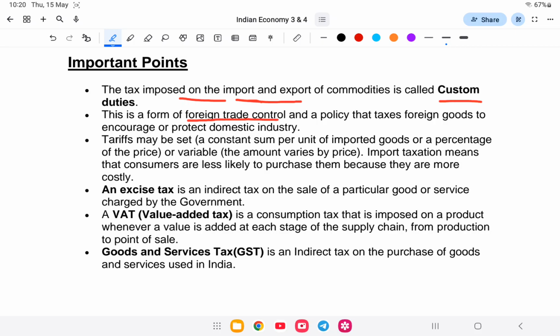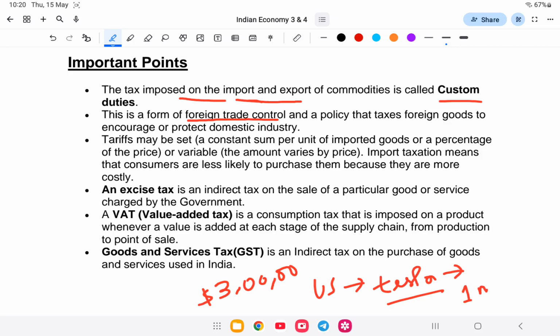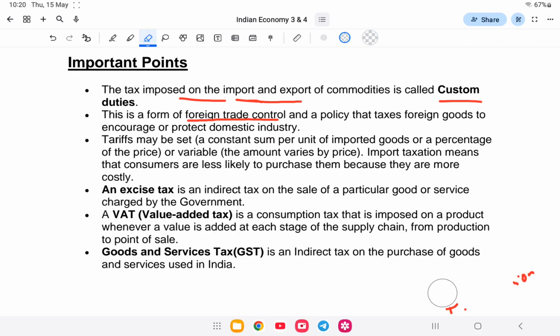For example, United States pa Tesla kariya is. So United States to ito Tesla to $300,000 over. Maybe it Tesla to India then it may be $1 million. That is 10 lakhs na. So United States company they are getting a profit of around 700,000. So itu karne itu balance korle, that is undue advantage nulu karne this custom duty is imposed on foreign goods.